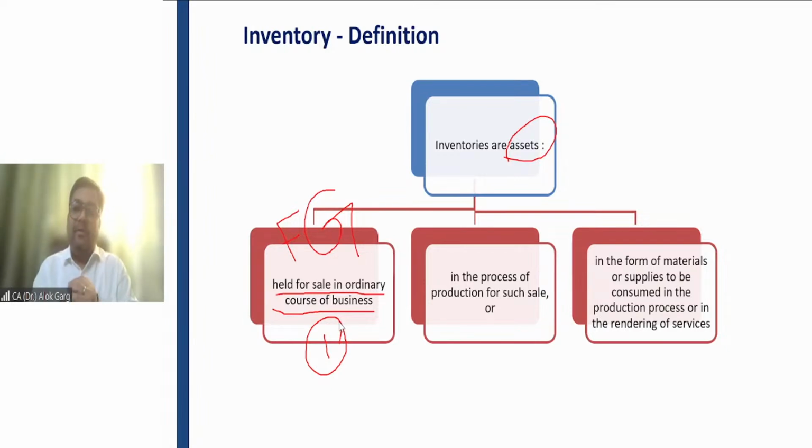Yes, very good, Ritvik. So this is not an inventory for TCS. Why? Because this is not in the ordinary course of business. The business model of TCS is not to sell these cars. Eventually, they are selling this PPE, property, plant and equipment. This is PPE, right? This is not an inventory because TCS is not dealing in selling of these cars.